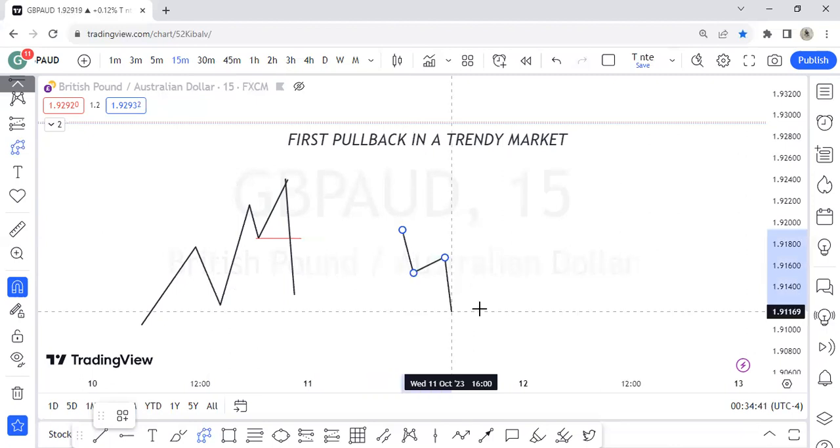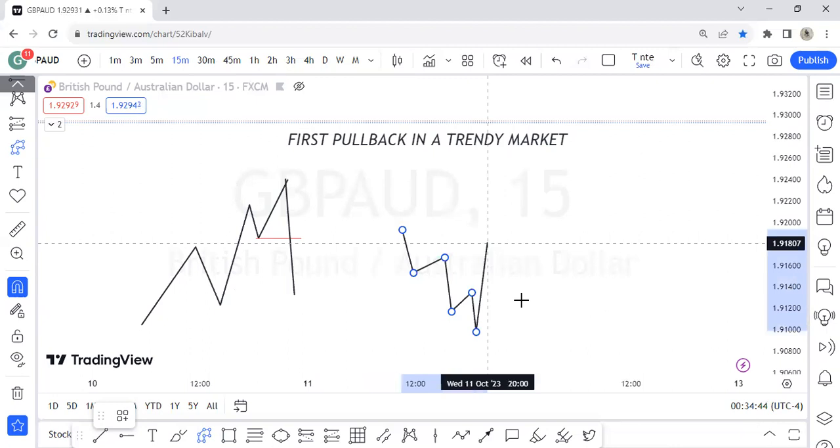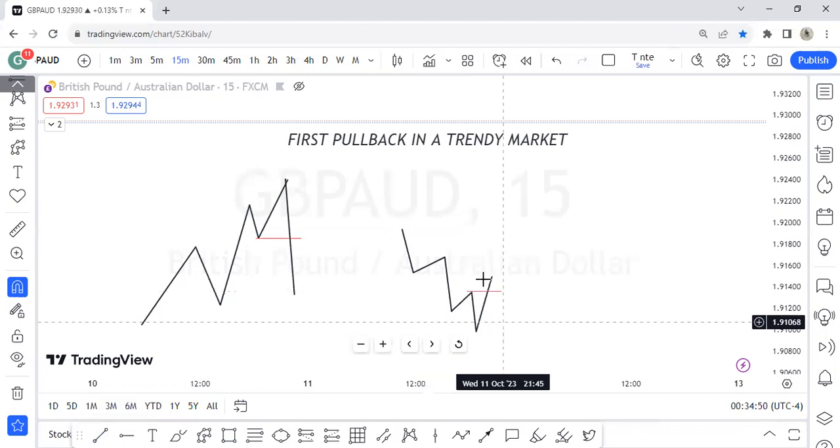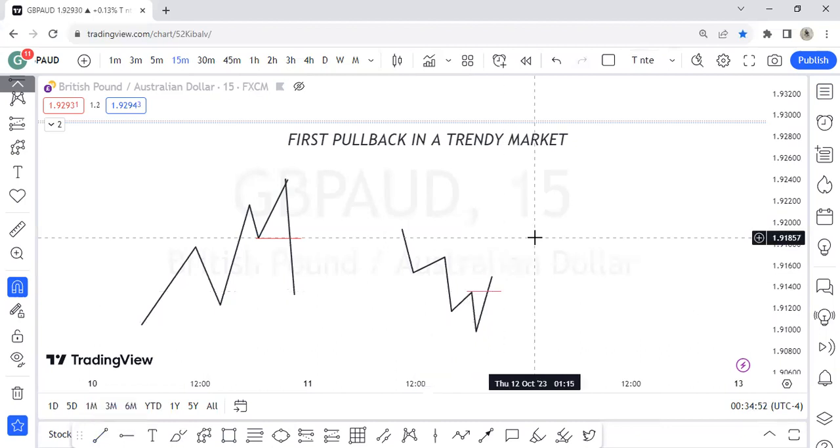That first pullback, what do we refer to it as? An inducement. That first pullback, we refer to it as an inducement. Right, so it's not every pullback that's a break of structure. Sometimes this is just an inducement. Now, let me point something out.